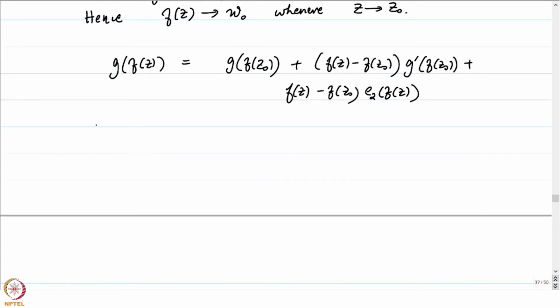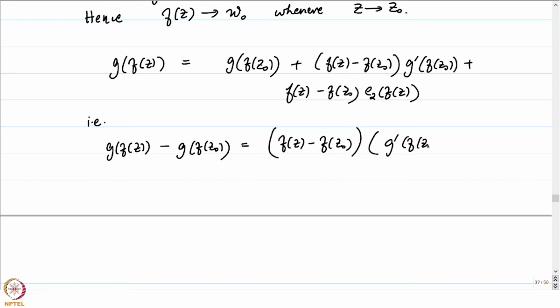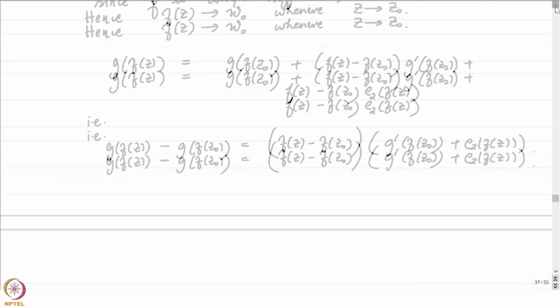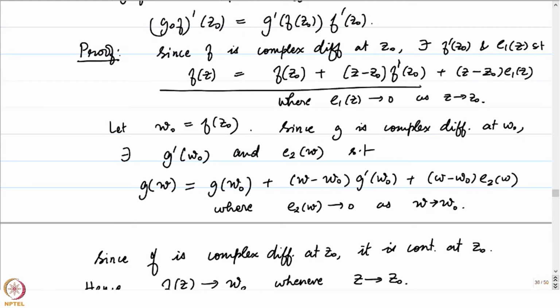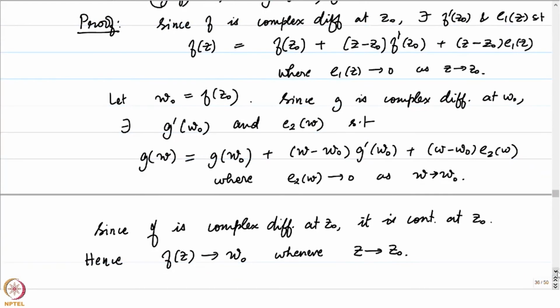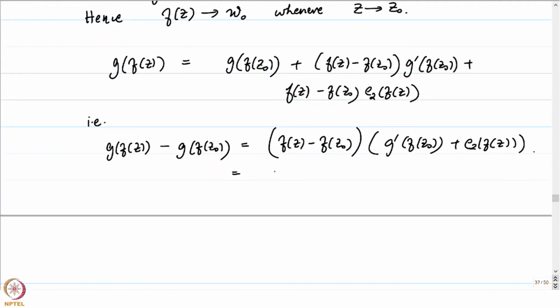Let's simplify it and write it down. This means that g of f of z minus g of f of z naught is equal to f of z minus f of z naught times g prime at f of z naught plus e2 of f of z. But what was f of z minus f of z naught? We already have given a characterization of this number above. We know what this is exactly equal to, as you can see here, and using that, this is going to be equal to z minus z naught times f prime at z naught plus e1 of z. That's what f of z minus f of z naught will be, and this is multiplied by g prime of f of z naught plus e2 of f of z.